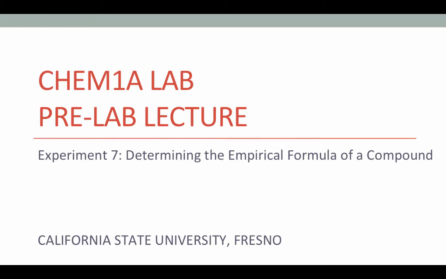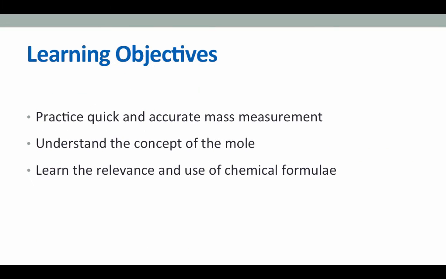Welcome to the Chem 1A pre-lab lecture for Experiment 7, Determining the Empirical Formula of a Compound. Our learning objectives from this experiment will be to practice quick and accurate mass measurement, to understand the concept of the mole, and to learn the relevance and the use of chemical formula.